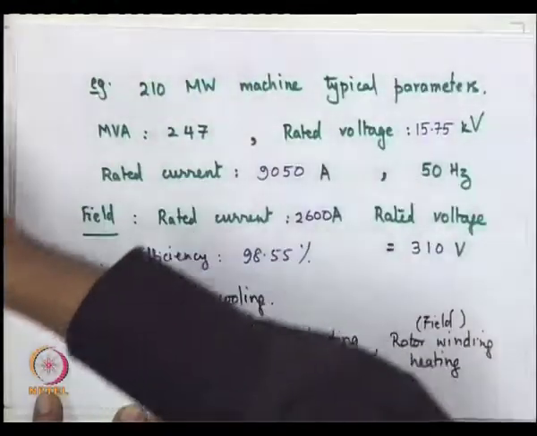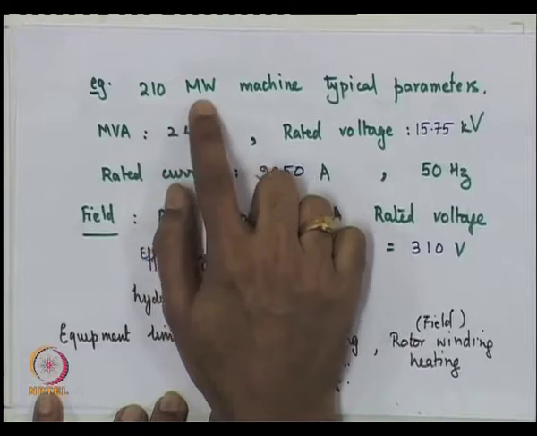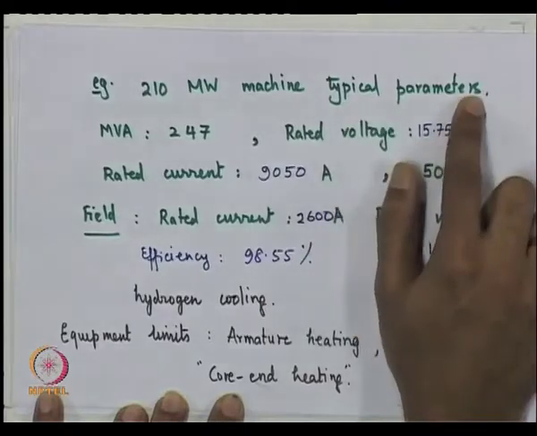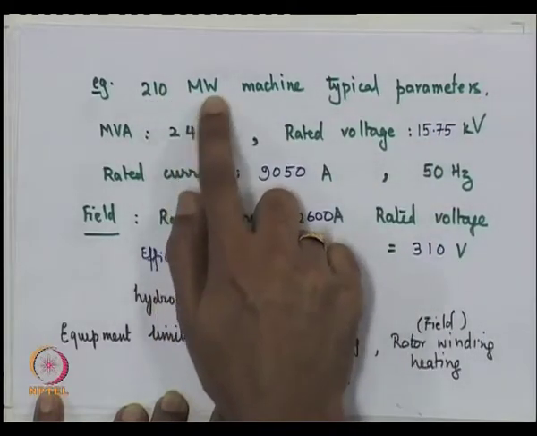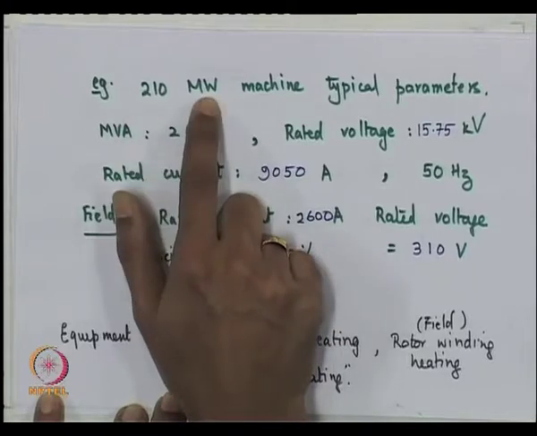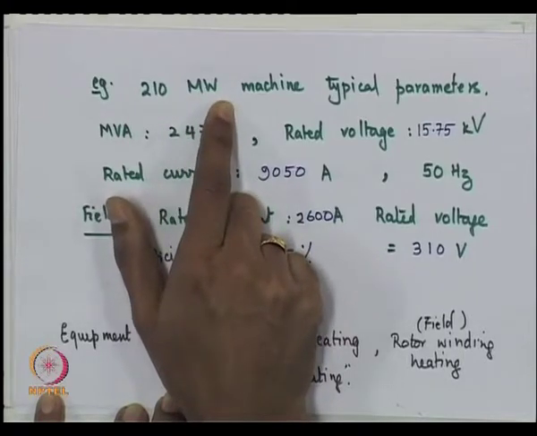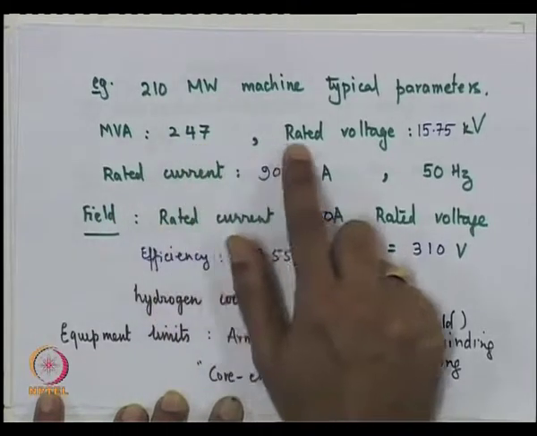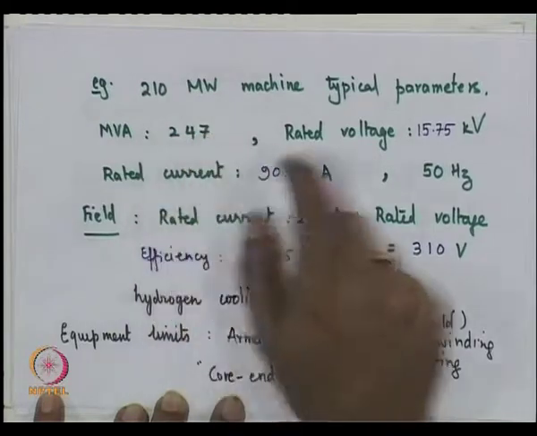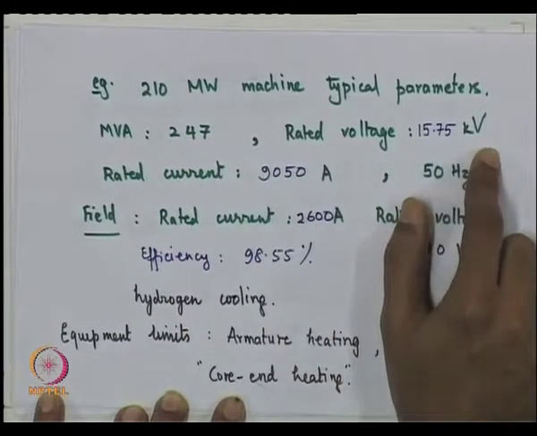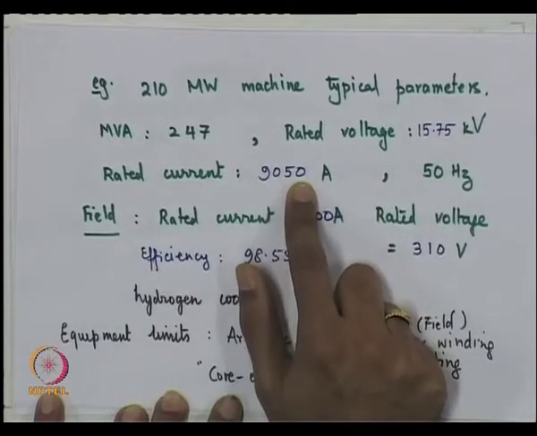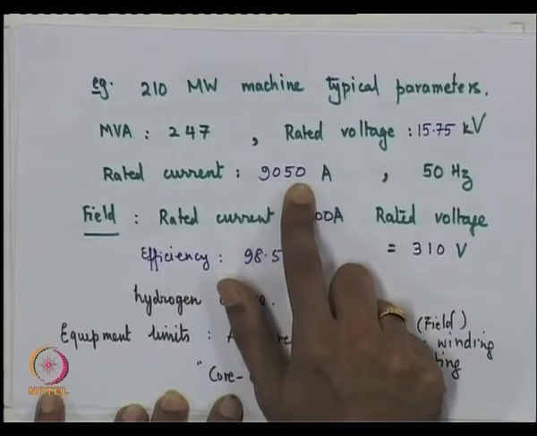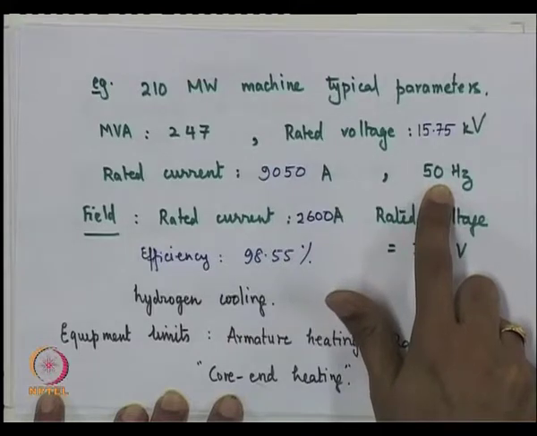Now, just to give you a good feel, consider a 210 megawatt generator. In fact, this 210 megawatt machine is a typical generator which was used in the electrical power grid. There are many of them at present in the Indian power grid. The MVA is 247, so you can calculate the rated power factor from this. The rated voltage is 15.75 kilovolts. The rated current is more than 9,000 amperes, roughly 10 kilo amperes, and it is of course a 50 hertz machine.